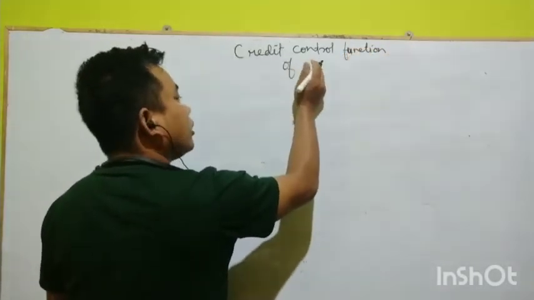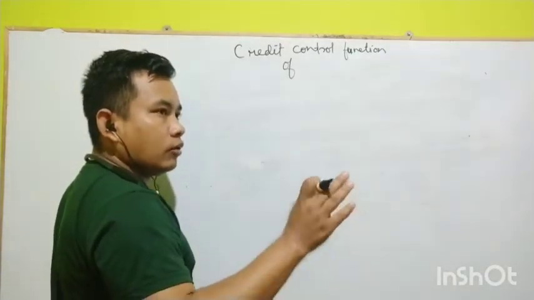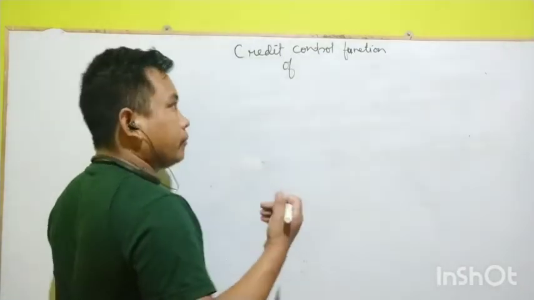Moreover, if the money supply is supposed to be 100 rupees, but now the money supply is only 30 rupees, then what may happen?